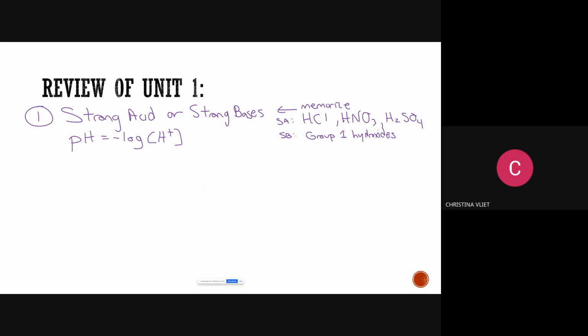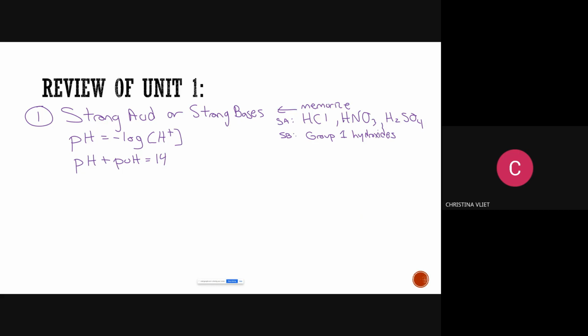Go ahead, Alexander. I think what Ramon meant to say is 14 minus pOH. Oh, well, you're saying pH plus pOH equals 14. Like the two scales always add up to become 14. So if you have one, you can easily find the other by doing 14 minus 1, and that'll give you the other. Yes. Okay.